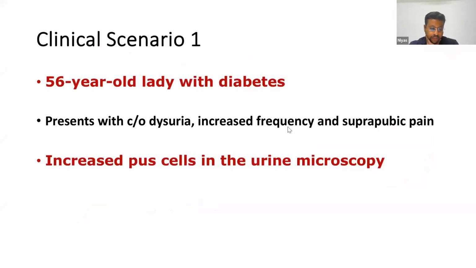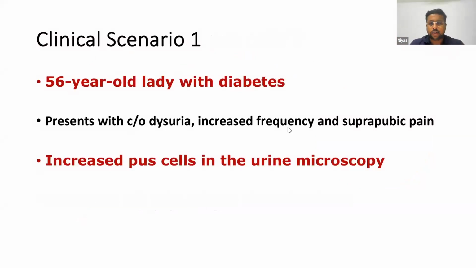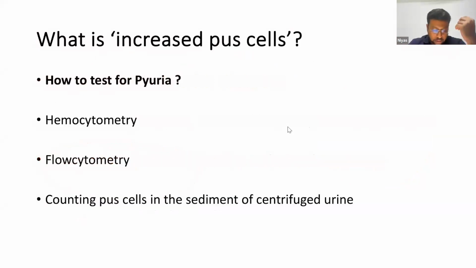A 56-year-old lady with diabetes presents with complaints of dysuria, increased frequency, and suprapubic pain. And on laboratory investigation, there is increased pus cells in the urine microscopy. So before we go to analyze this case and what to do about it, there is one thing that is striking: increased pus cells, what is called pyuria. So what exactly is increased pus cells? When do you call a patient has pyuria?